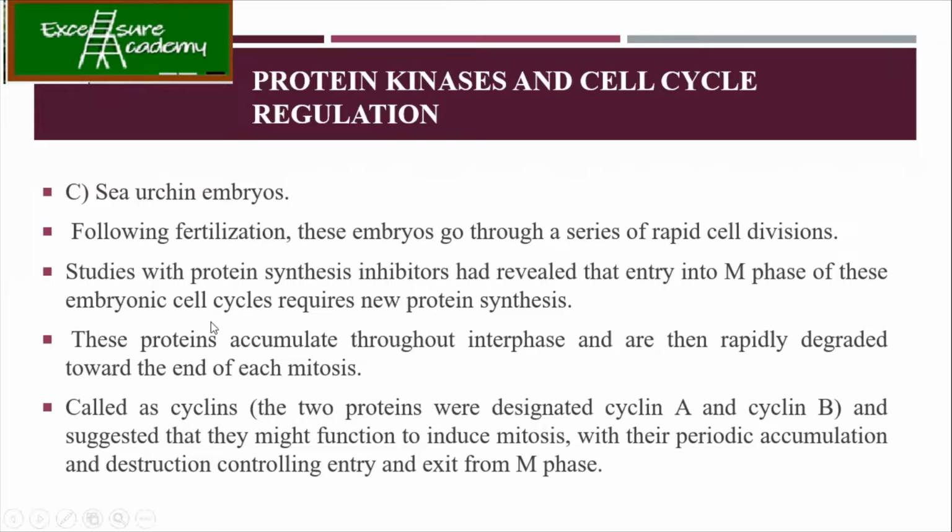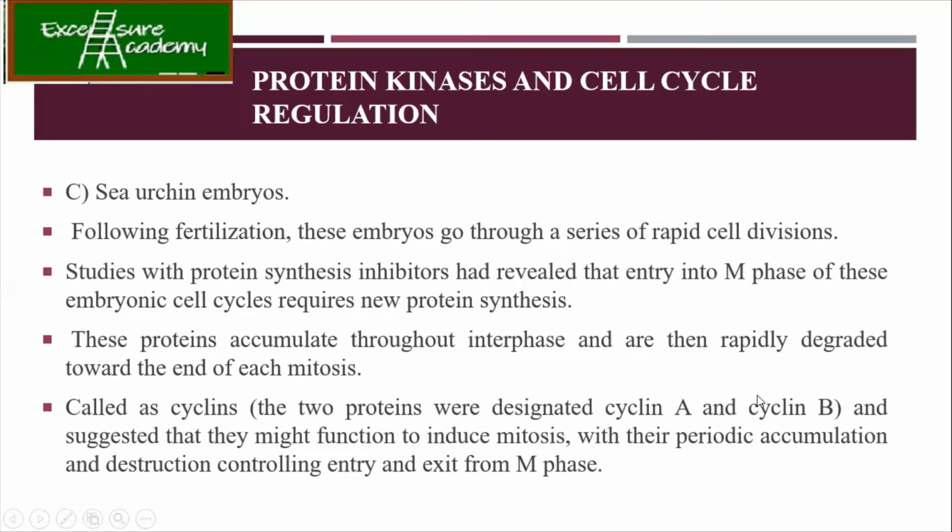Now, studies with protein synthesis inhibitors had revealed that entry into M phase of these embryonic cell cycles requires new protein synthesis. So these proteins accumulate throughout interphase and are then rapidly degraded towards the end of each mitosis. They are the proteins known as cyclins. As two proteins are there, they are named cyclin A and cyclin B, and they suggested that they might function to induce mitosis.